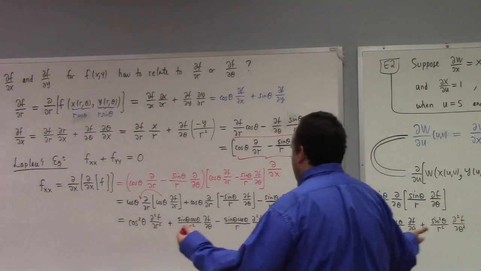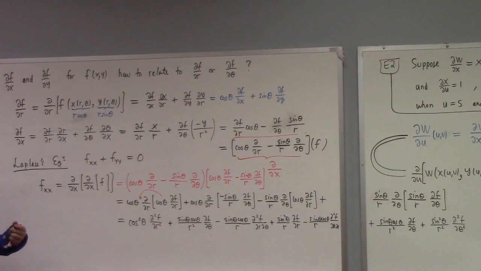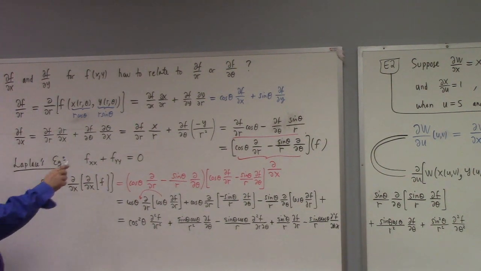So if this is fxx, what do you think happens with fyy? What does the y derivative look like? What's partial f partial y? It would be partial f partial r partial r partial y, plus partial f partial theta partial theta partial y. And what is partial r partial y? Well, partial r partial y is y over r, which is nothing more than sine theta.